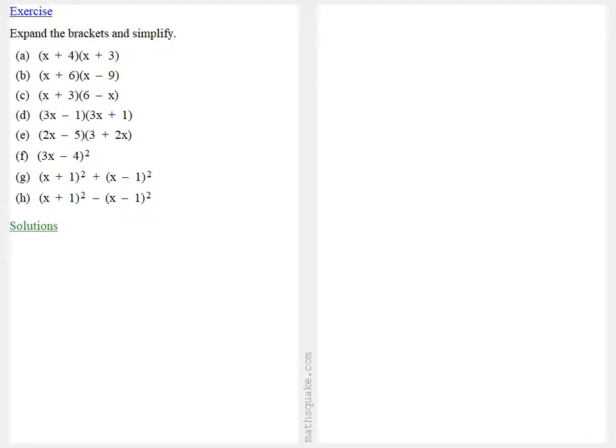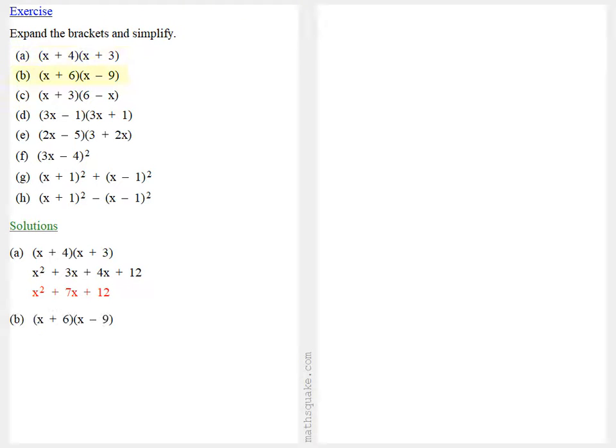Okay, let's have a look at the solutions. In the first question, we have x plus 4 into x plus 3. Now, the first pair gives us x squared. The outer pair gives us x times 3, which is 3x. The inner pair gives us 4 times x, 4x. And the last pair is 4 times 3, which is 12. Now this simplifies to x squared plus 7x plus 12.